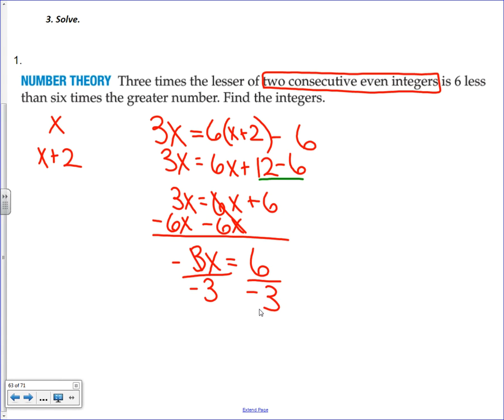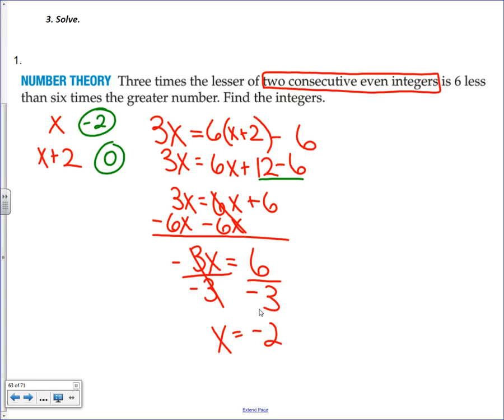Okay. So, folks, how many numbers was I looking for? How many integers was I looking for? 2. I found the first one, didn't I? This guy up here is -2. So then what's this one? -2 is the x, correct? What is -2 plus 2? 0. So those are my 2 consecutive even integers.